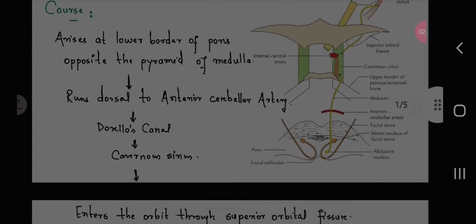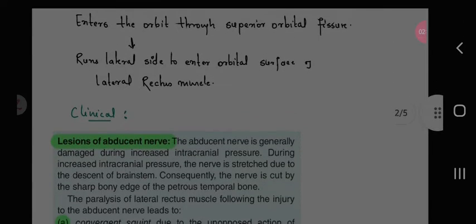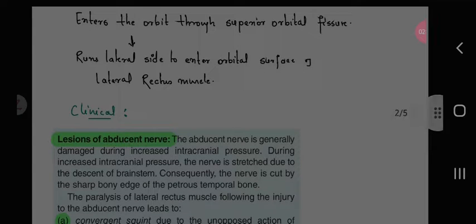Course: arises at the lower border of pons opposite the pyramid of medulla, runs dorsal to anterior inferior cerebellar artery, Dorello's canal, cavernous sinus, enters the orbit through superior orbital fissure, runs lateral side to the ocular surface of lateral rectus muscle.